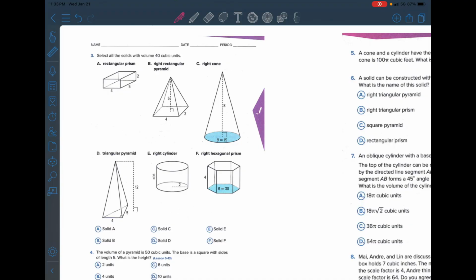On number 3, it says select all the solids with the volume of 40 cubic units. You need to find the volumes of each one of these and see which ones are 40 units. Remember, for cylinders and prisms, it's V equals BH. And for cones and pyramids, it's V equals 1/3 BH.